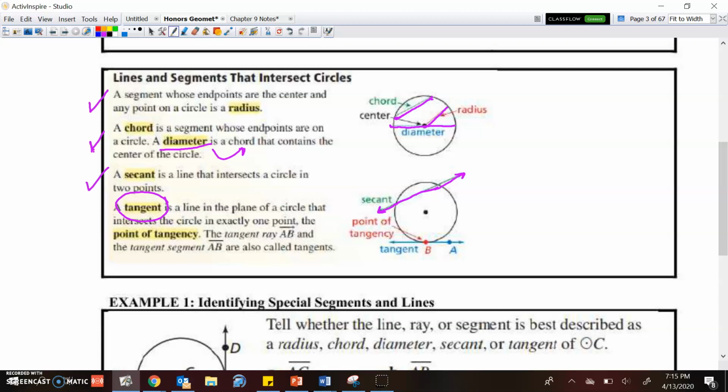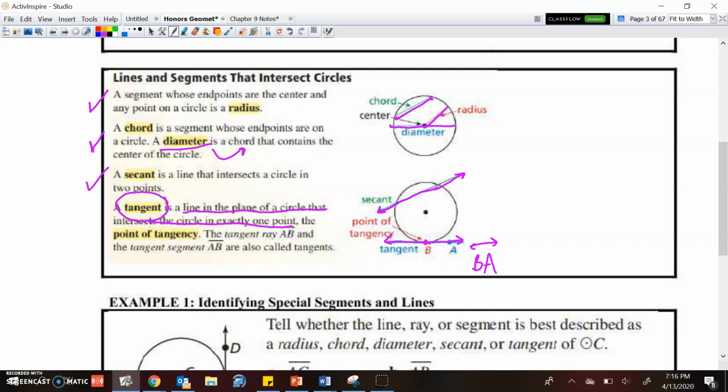But a tangent, let's say that first, is a line in the plane of the circle that intersects the circle in exactly 1 point. So for instance, they have this here. Okay, so this is a tangent. We can say that line BA is a tangent, or line AB. Now, the point of tangency is this point B right here. That's where that line touches the circle.